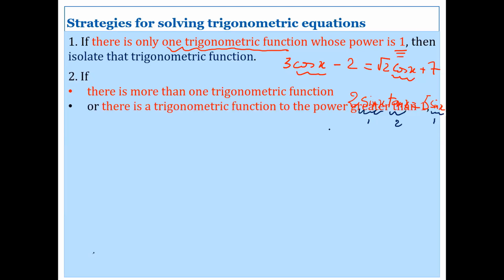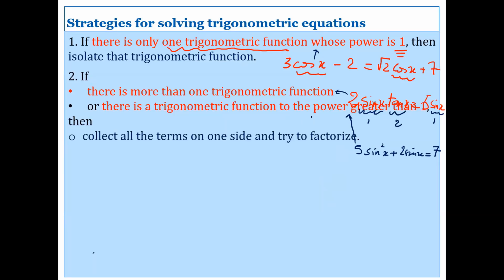The third kind is when we have a trigonometric function with power greater than 1. For example, we have 5 sine square x plus 2 sine x equal 7. So this is the third type. This is the second type, and this is the first type. So these are three kinds of trigonometric equations which we'll consider in this section.